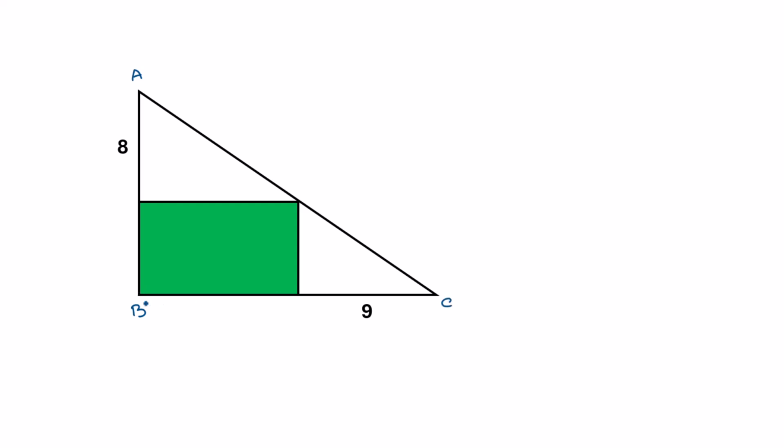where this angle B is 90 degrees and there is a rectangle inside it. Consider this is B, D, E and F. The length of AD is 8 units and the length of FC is 9 units. We have to find the area of rectangle BFED.